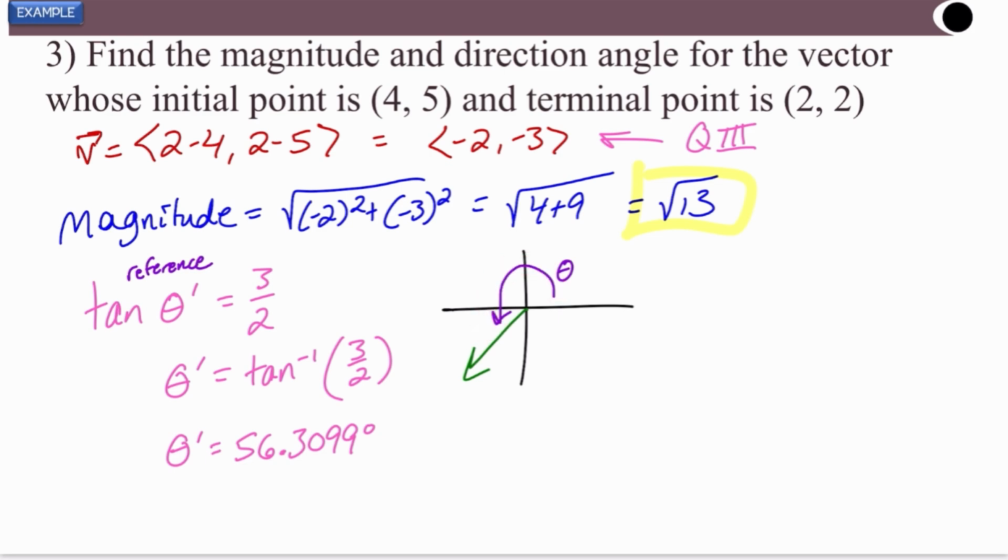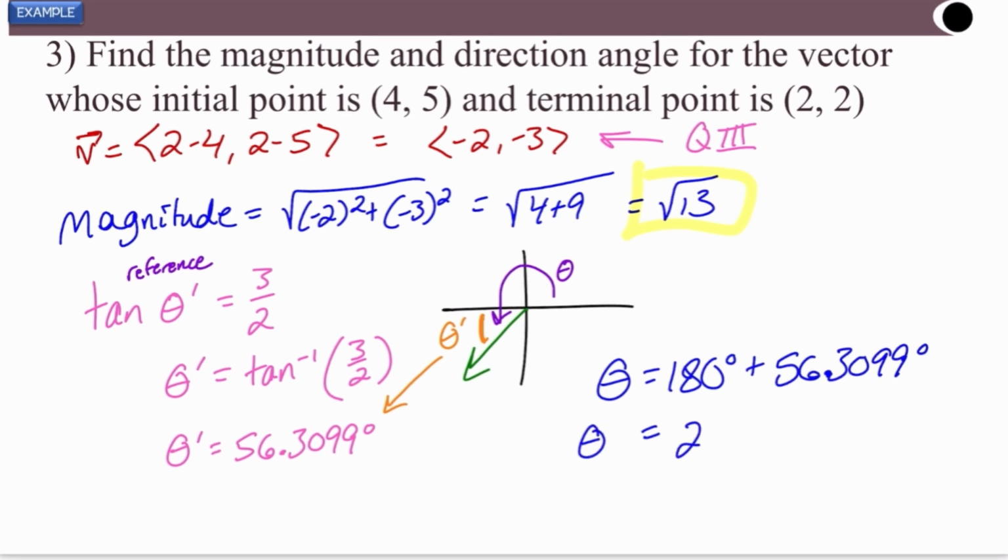But what I want to do, because my calculator is not going to give me a response of more than 180 degrees, is find this angle here, or rather I just found that angle right there, theta prime, to be that 56-degree number. That theta is going to be 180 degrees plus the 56.3099 degrees. So you'll recall when we did reference angle that the rules for how you find the theta are different depending on the quadrant that you're in. So this angle turns out to be 236, and we'll just round to one decimal place, 236.3 degrees.